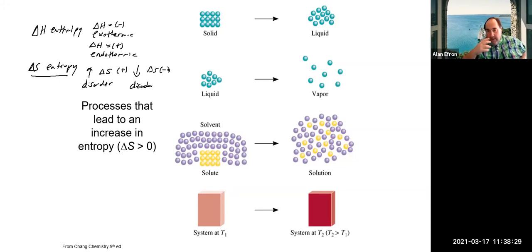So very common things that can increase the entropy are changes of state. For example, if we go from solid to liquid, liquid to gas, and so forth, we're creating more disorder. There's more molecules moving around, and we increase the entropy.